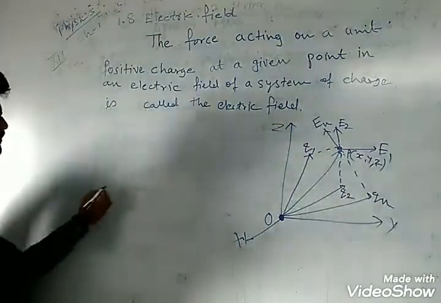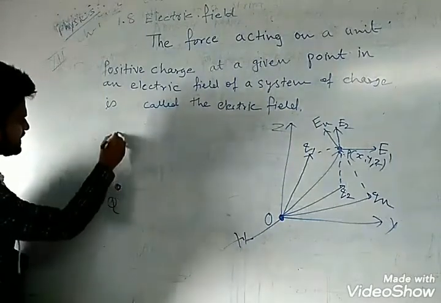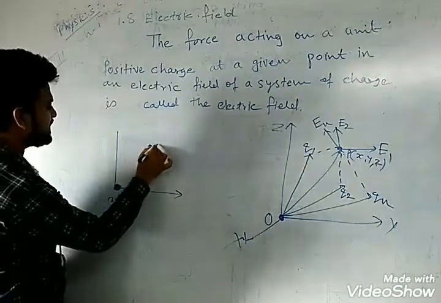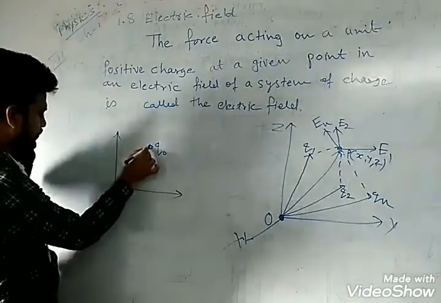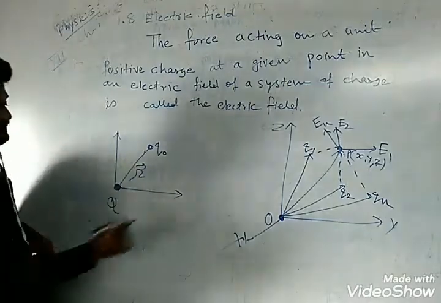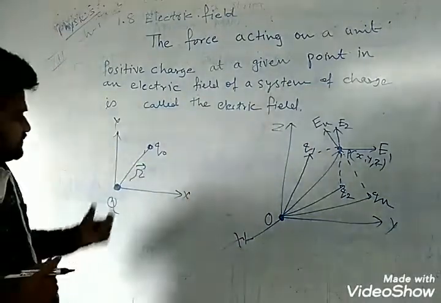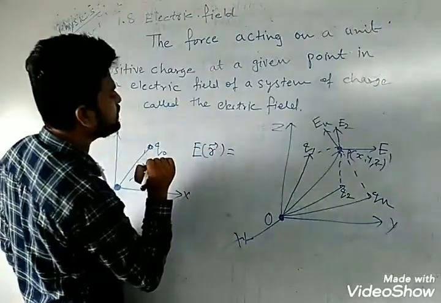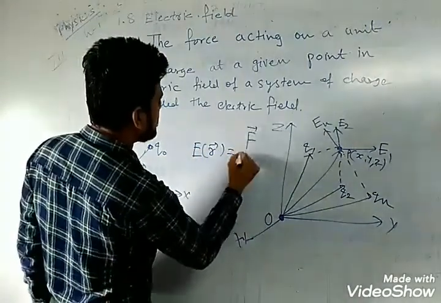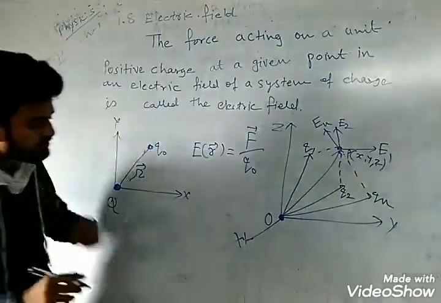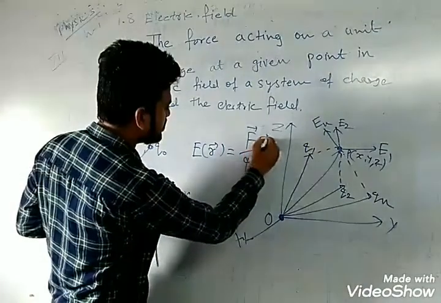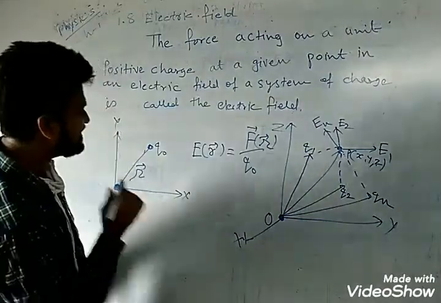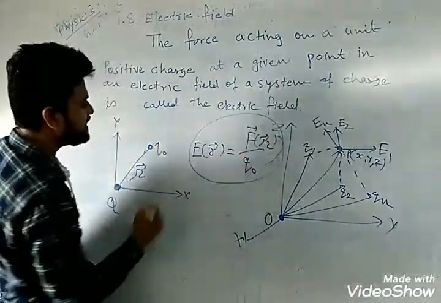Suppose one point charge is placed in a coordinate system at the origin, and another charge Q0 is at position vector R. In this case, the equation is: electric field E is equal to the force upon Q0.